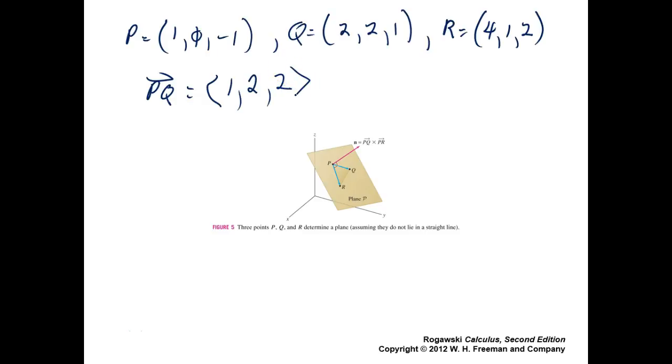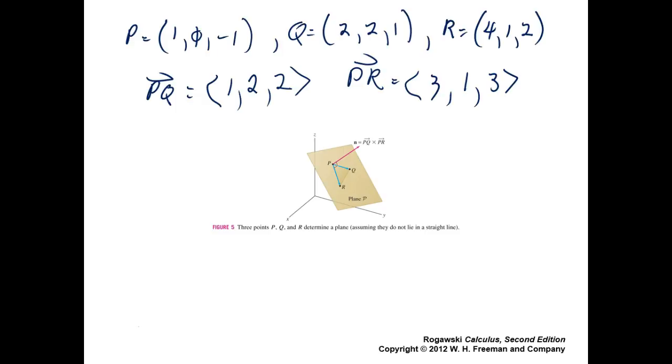Now, let's come up with another vector. Guess what? We want it to have the same initial point. Okay? We're happy with that, aren't we? So let's do another one. Maybe PR, public relations, right? What would that one be? 3, second, 1, 3.